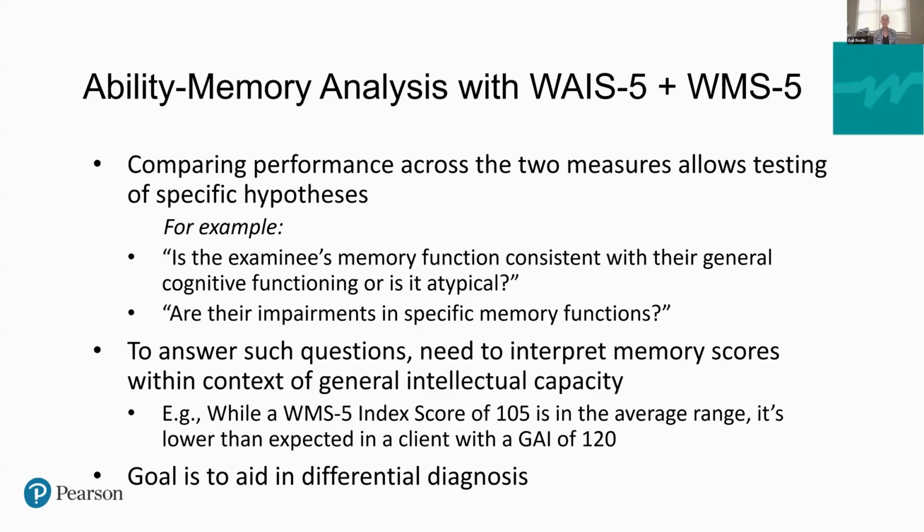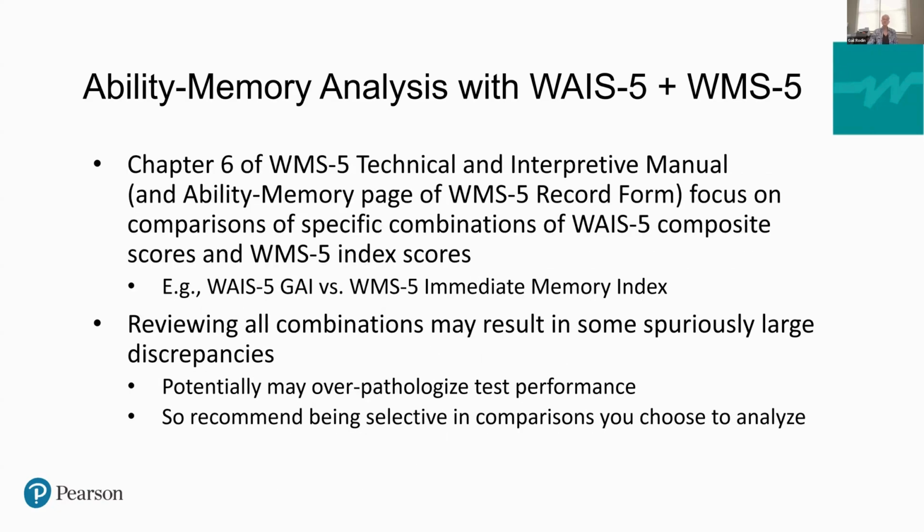For example, a WMS-5 index score of 105 may appear average, but likely means something very different if the client's GAI score from the WAIS is 89 or is 120. If you review Chapter 6 of the WMS-5 Technical and Interpretive Manual and the appropriate page in the WMS-5 record form, you'll see a list and explanation of all the available comparisons.